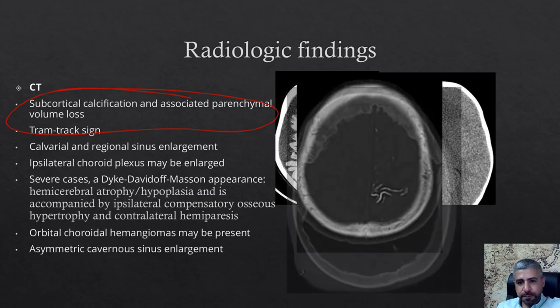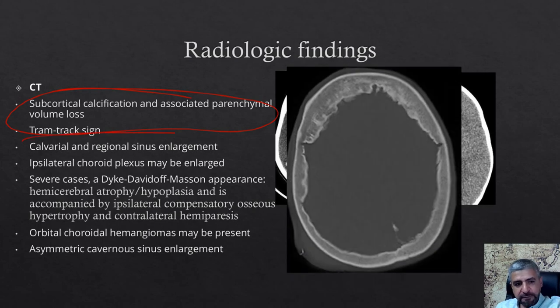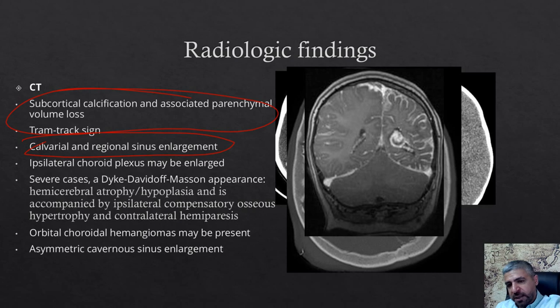And you have calvarial and regional sinus enlargement. You can see the calvarium of the brain is very thick and enlarged, and even the sinuses should be prominent in these cases. Also, you have ipsilateral choroid plexus enlargement. You can see the parenchymal volume loss here. This hemisphere is way smaller than the right one, and you can see the choroid plexus big and prominent here.